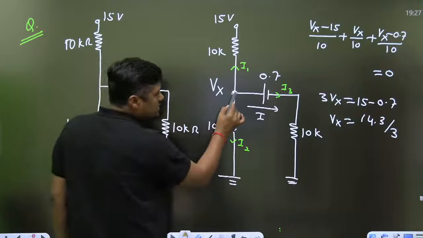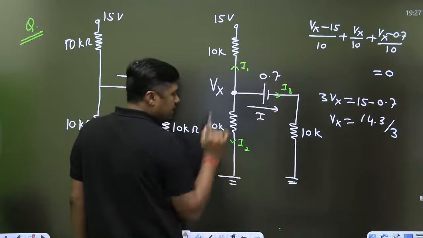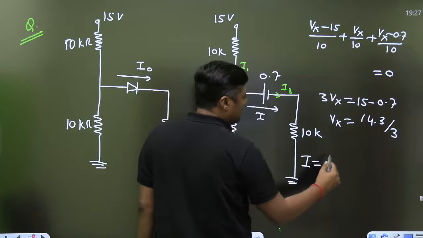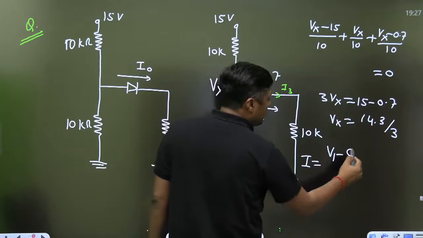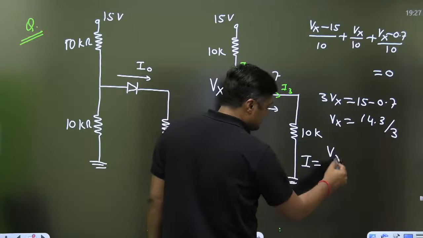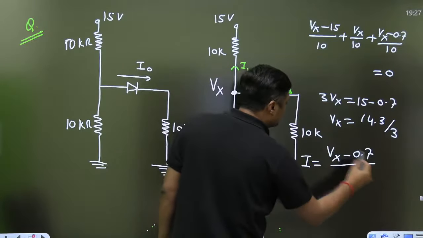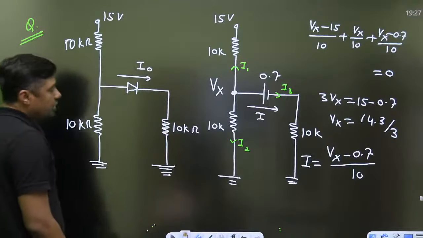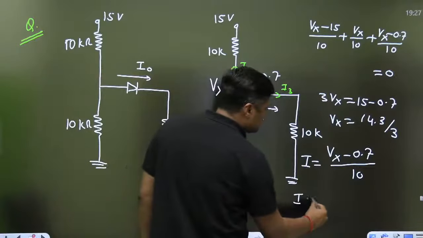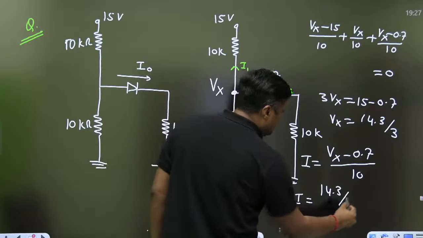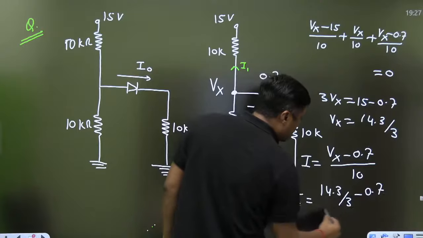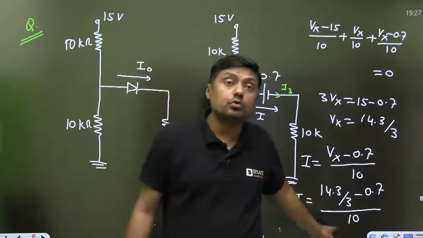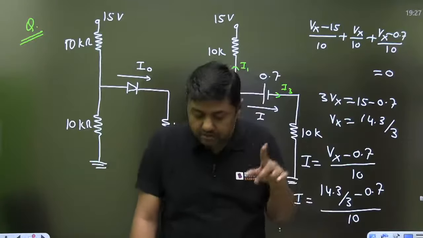Once you get the Vx, what is the I? I is nothing but I3. Now you can find I3 or I, the current through the diode. I equals Vx minus 0.7 upon 10 kilo. Now you have the value of the Vx, so you can put the value of Vx and then find the I. 14.3 divided by 3 minus 0.7, upon 10. And that is the value of I. If you know the answer, everyone please give me the answer in the comments box.